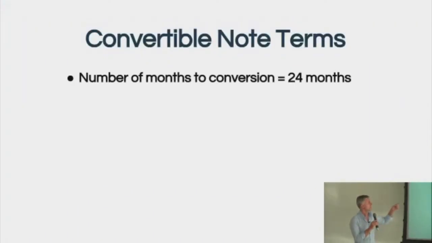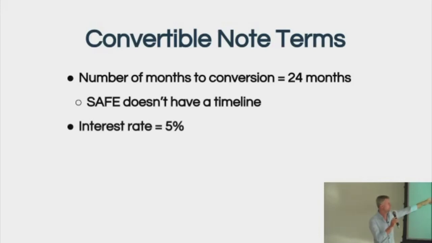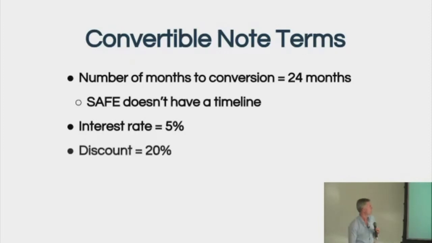And so if we come back to the convertible note terms, this is one I was looking at the other day that was done by a lawyer. 24 months. The interest rate was 5% because we're in a low interest rate environment. Back when we were raising money for SlideRocket, we were talking about doing a convertible note at 8 to 10%. And that's an annual rate.